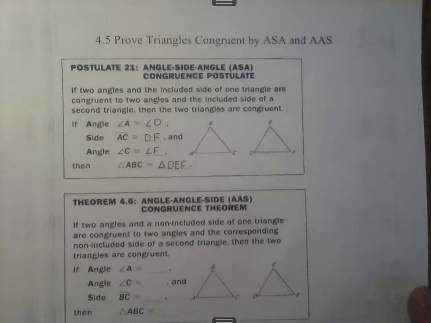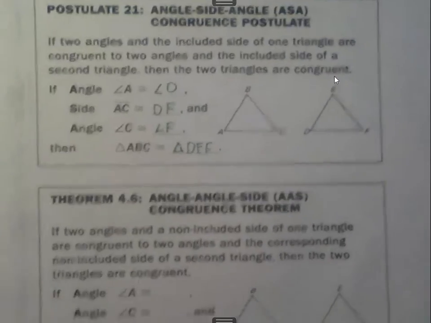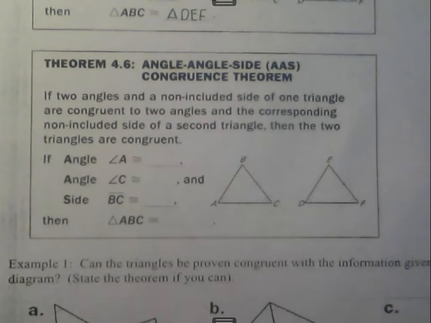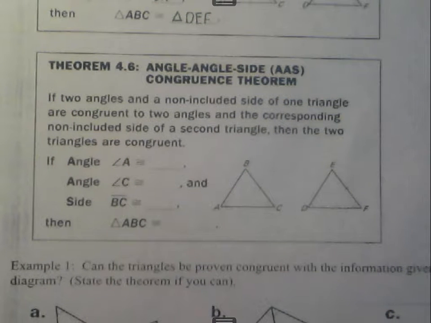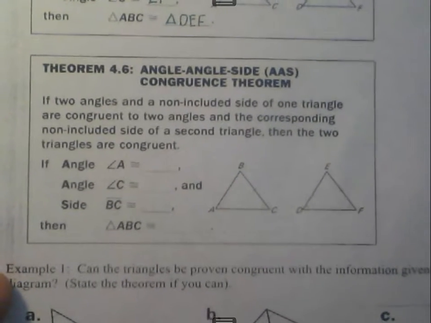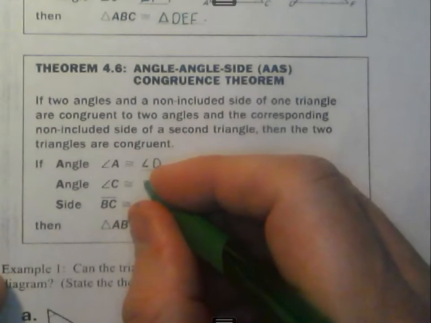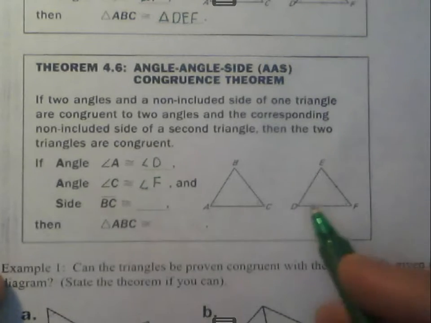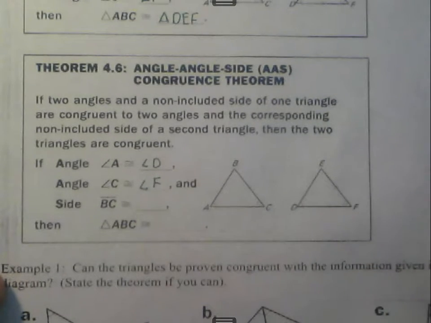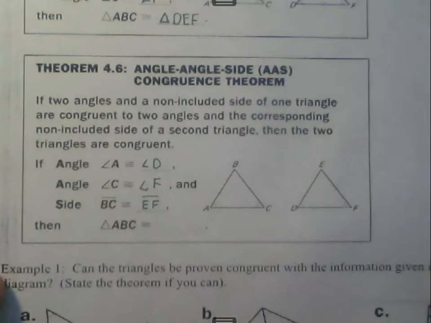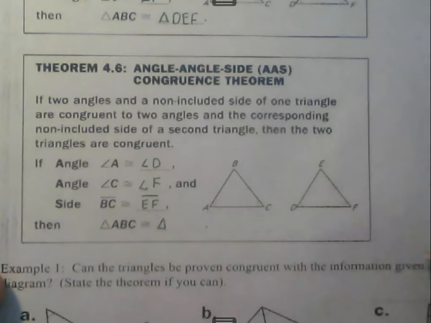The other theorem we have is theorem 4.6, which says if two angles and a non-included side of one triangle are congruent to two angles and the corresponding non-included side of the second triangle, then the two triangles are congruent. So if angle A is congruent to angle D, angle C is congruent to angle F, and side BC is congruent to EF, then triangle ABC is congruent to triangle DEF.